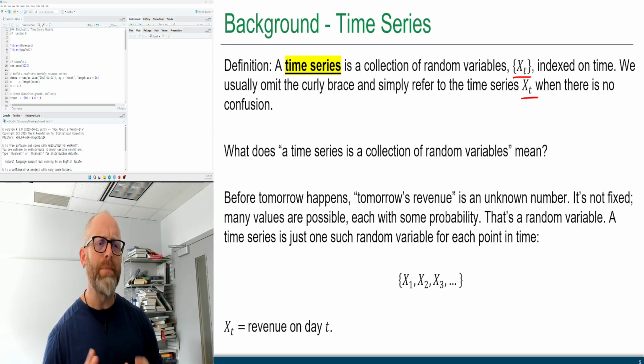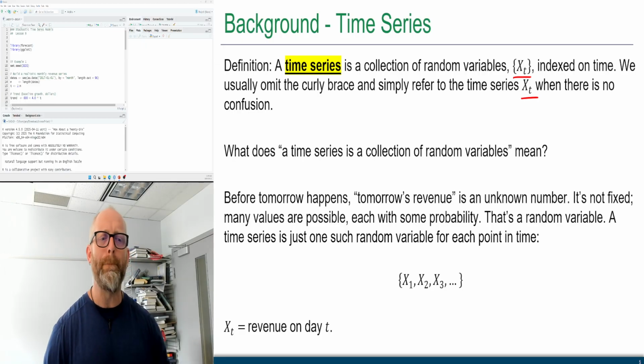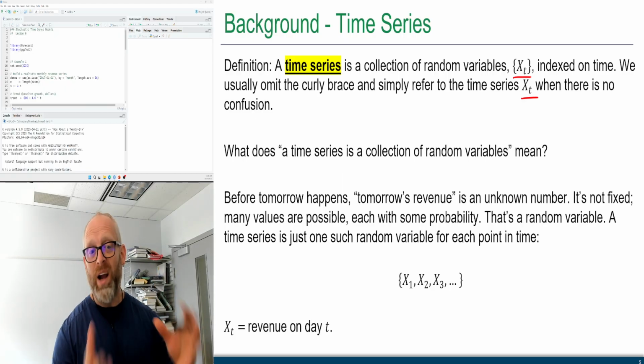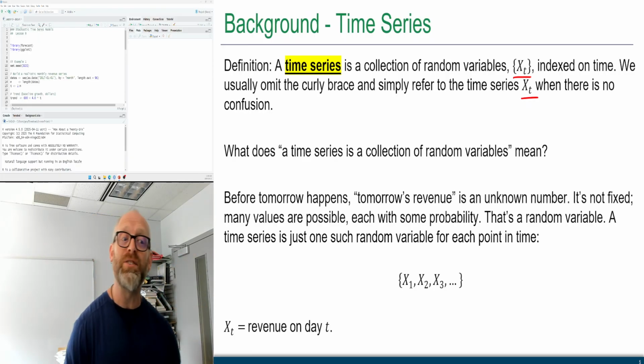All right, so what does a time series, a collection of random variables, actually mean? Well, think of it this way. Before tomorrow happens, tomorrow's revenue is an unknown number. It's not fixed. Many values are in fact possible, each with their own probability. Well, that's a random variable. So again, we're trying to measure what's going to happen tomorrow. There is a smattering of different values that it could take, each one with its own probability.